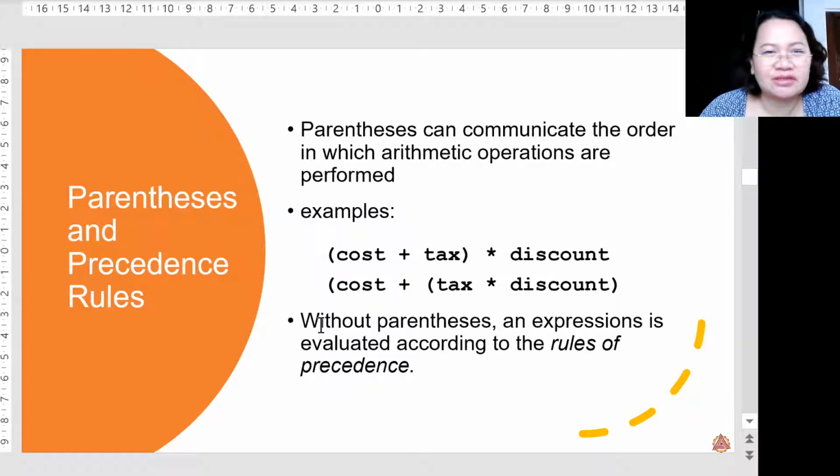Parentheses and precedence rules. Stop recording right there.